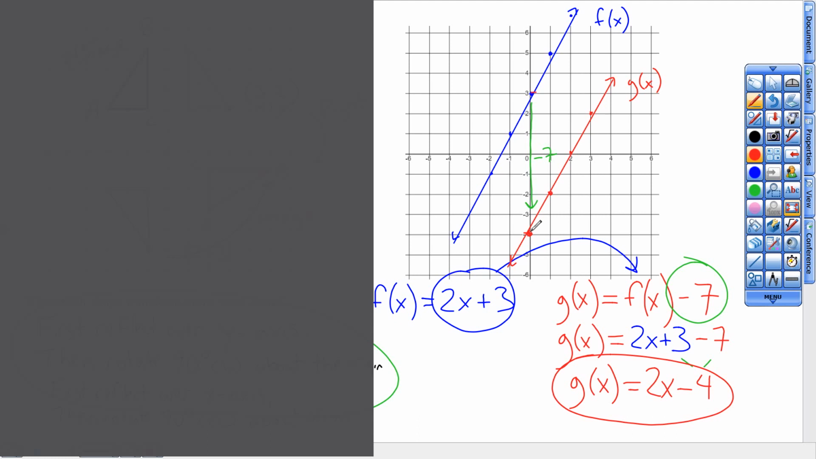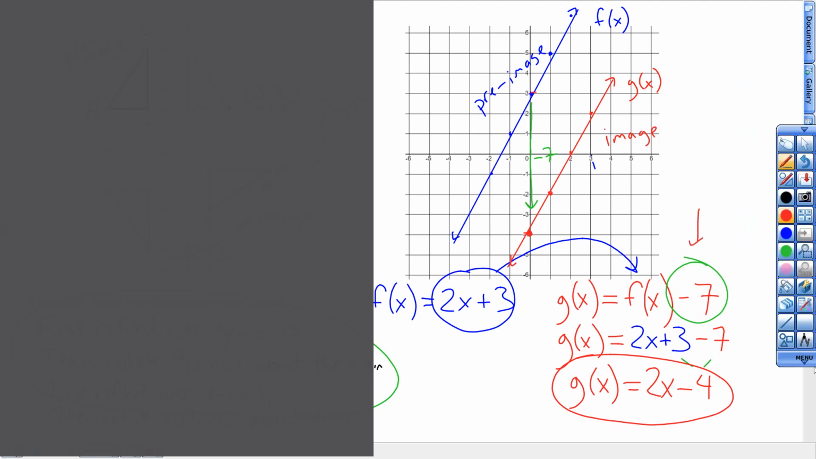The first one is the pre-image one. That blue one, f of x, is the pre-image line, the line before it was transformed. The one in red is the image line, the one after the transformation. What was the transformation? It was moved down the y-axis 7 units.